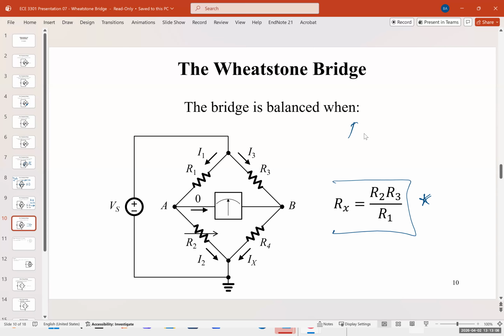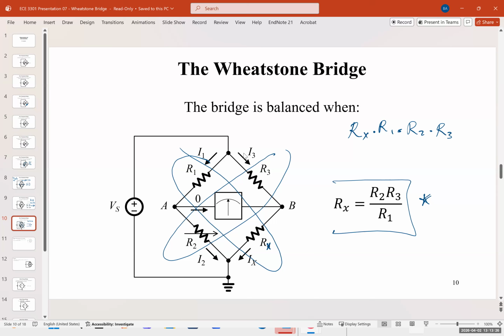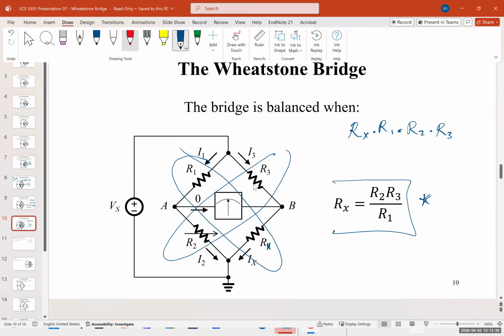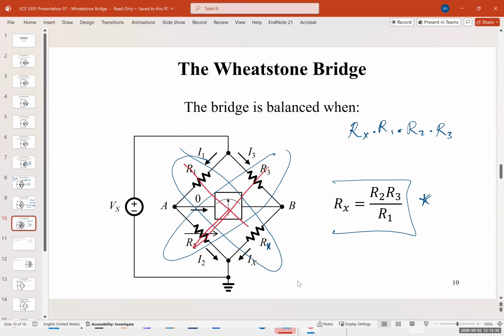An easier way to remember this is Rx, or R4. So here it's R4, it could be Rx, times R1 is equal to R2 times R3. So if you multiply the opposite arms together, you get a big X, okay? So you will multiply R2 by R3 and R1 by Rx. Imagine that you have the multiplication sign, you just multiply the opposite ones and they should be equal. So R1 Rx should be equal to R2 R3. As simple as that. Even if you forget it on the FE exam, just draw an X and just multiply R2 by R3 and R1 with Rx.